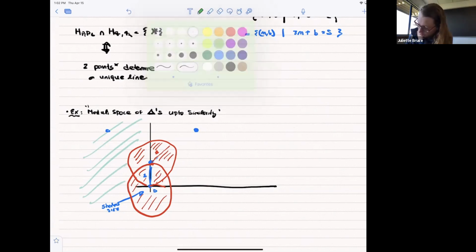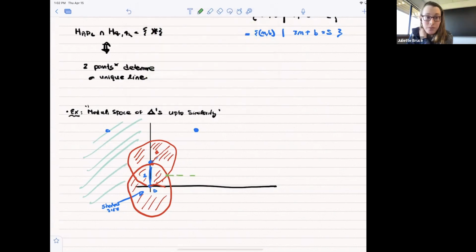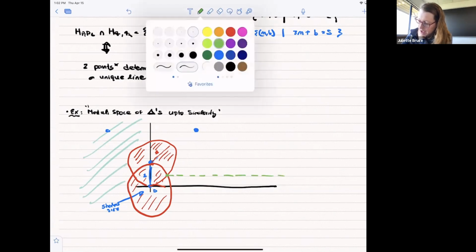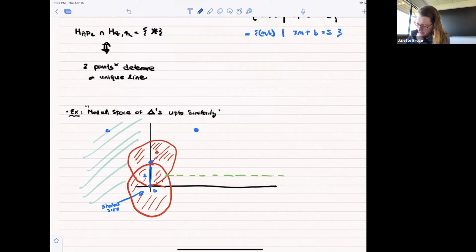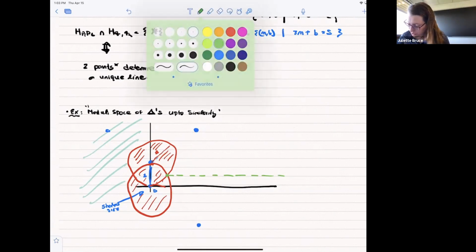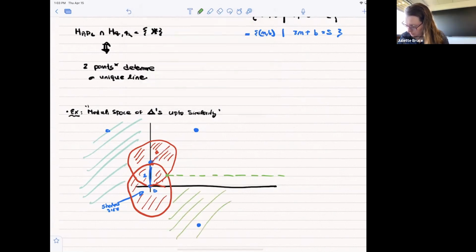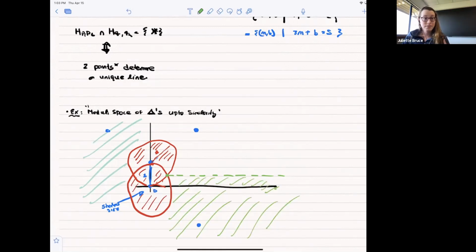I claim, for a similar reason, that if you look at the line, let me give it a different color. If I look at this line here, then anything beneath this line, at the same distance, will give you similar triangles. So if I take this triangle and I take this triangle, they're similar because I can reflect over this line here. And so for the same reason, I can throw out everything below this line.